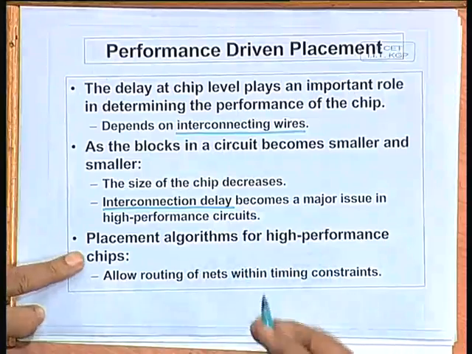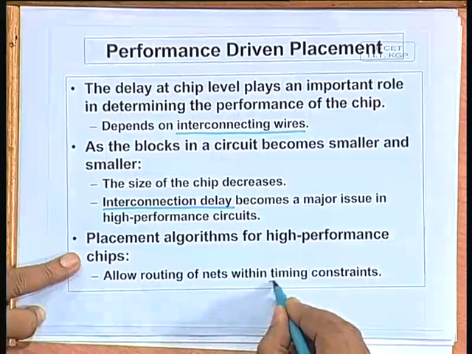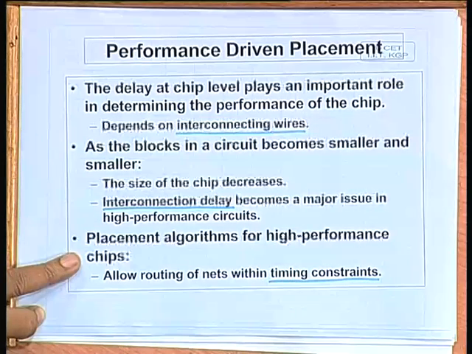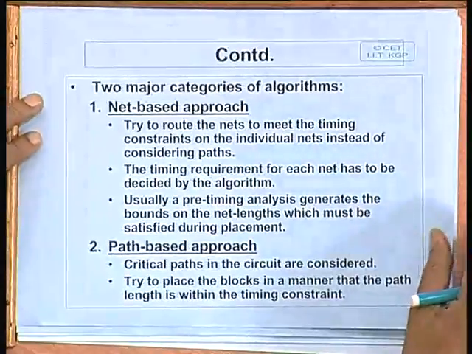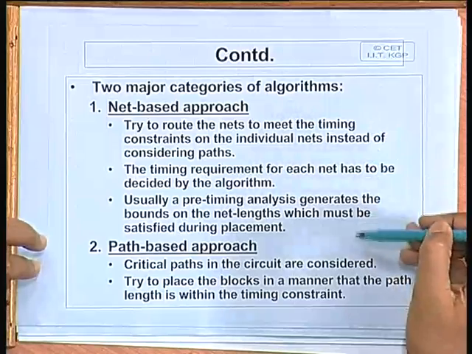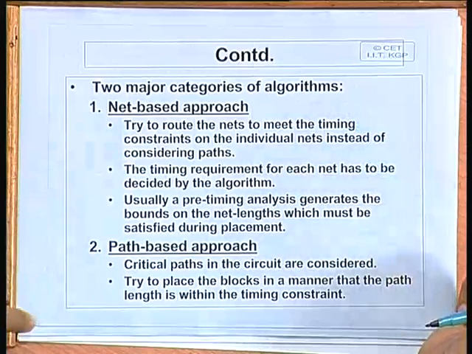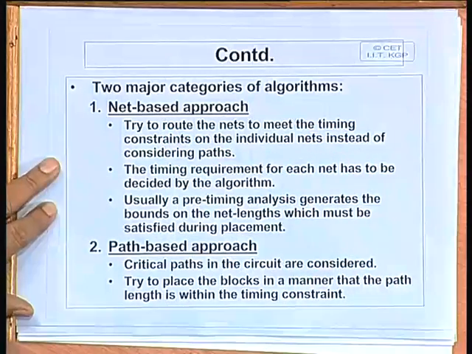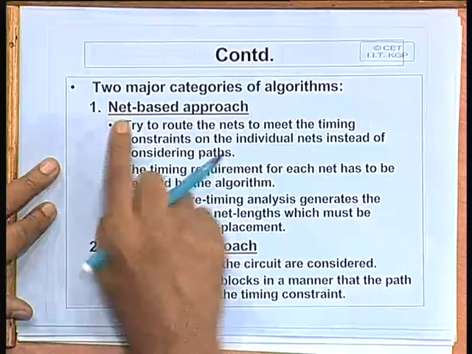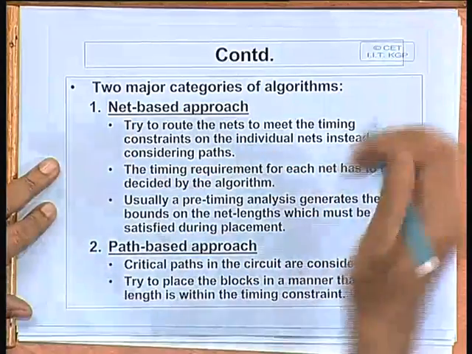Okay. Fine. So, the placement algorithms for high performance chips will allow routing to be carried out within some specified constraints. Now, these algorithms are still not very well established, though some methods have been proposed. Broadly, there are two major categories of such algorithms. One is based on the individual nets. Here you take one net at a time.